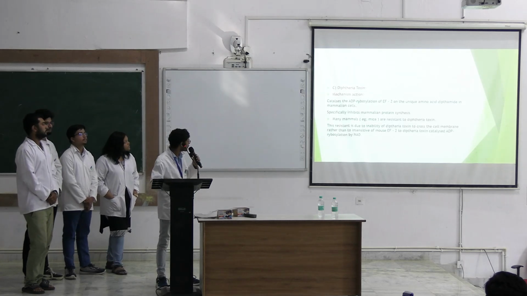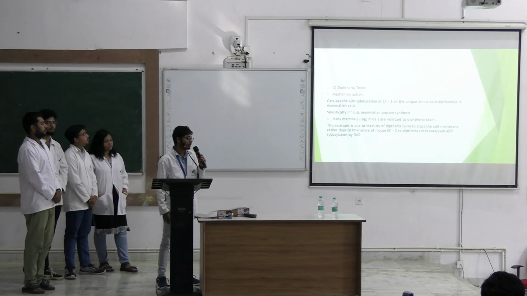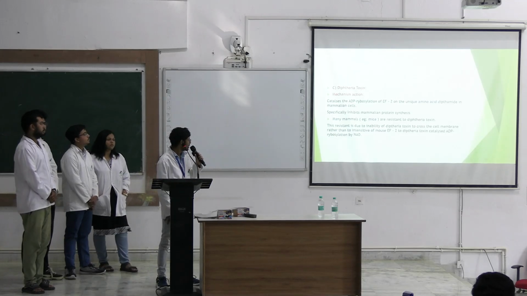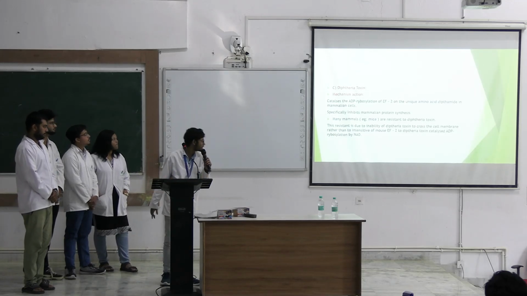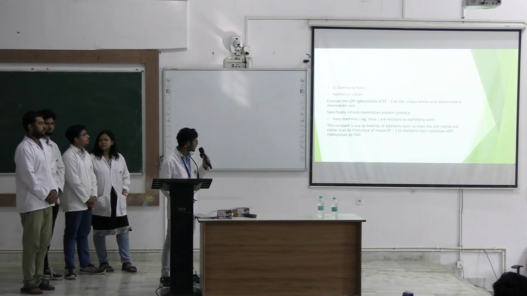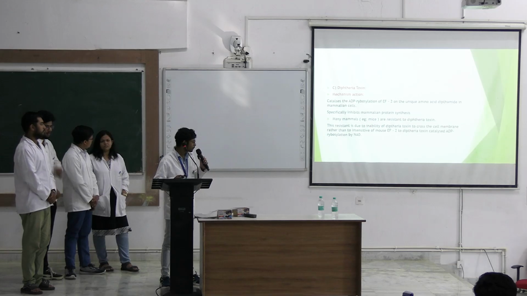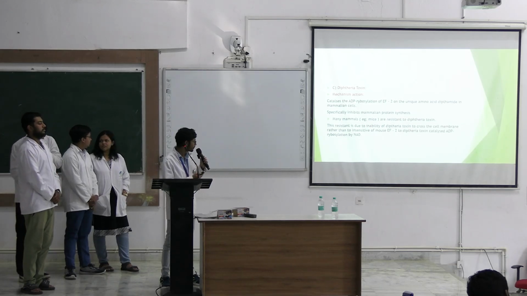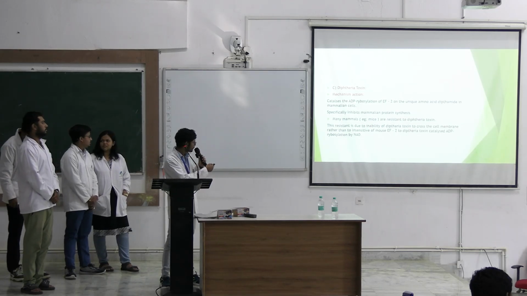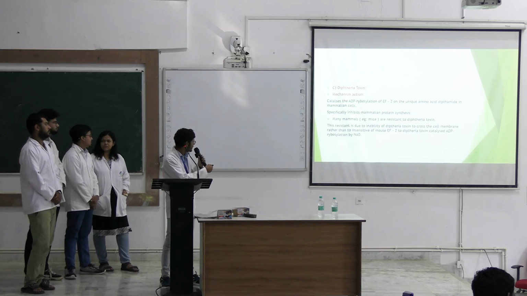This diphtheria toxin mainly inhibits mammalian protein synthesis, but some mammals like mice are resistant to diphtheria toxin, because the diphtheria toxin does not cross the cell membrane of mice cells, so it is not effective to mice.